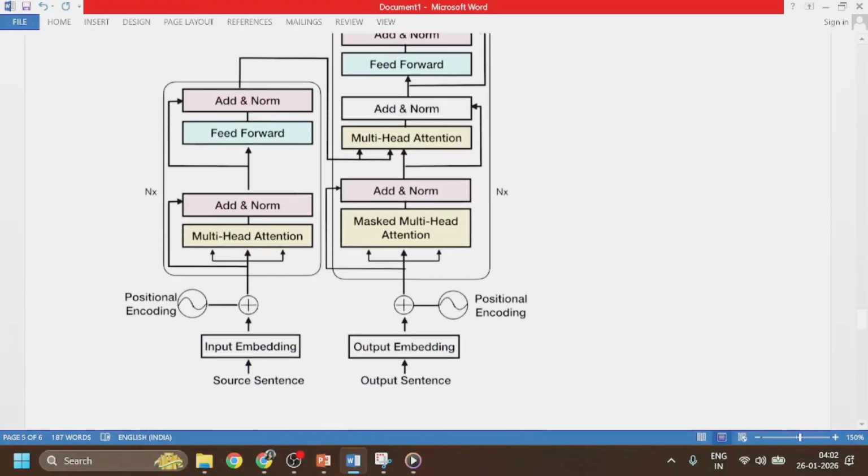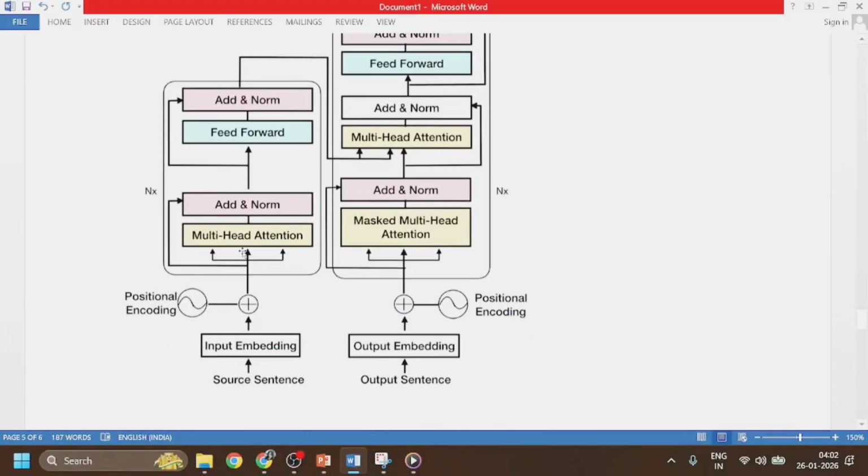Here you can see that instead of using attention once, the transformer uses multi-head attention, multiple attention heads. Each head learns a different type of relationship. One head may focus on grammar, another on meaning, and another on long distance dependency. All heads are combined together. That's why it is called multi-head attention.